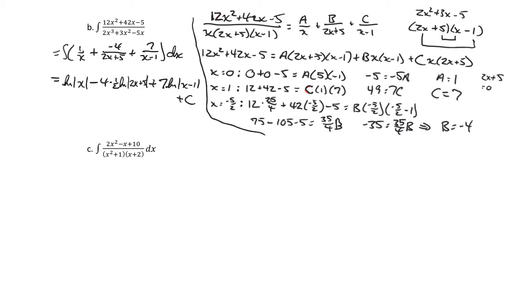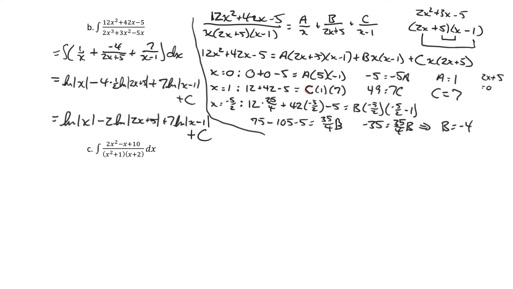And so if we want to make this nice and pretty and a little bit larger to read, we get the natural log of the absolute value of x, minus 2 natural log of the absolute value of 2x plus 5, plus 7 natural log of the absolute value of x minus 1, plus a constant. Still didn't have room for that constant. Okay, so we're going to do something a little bit different now.